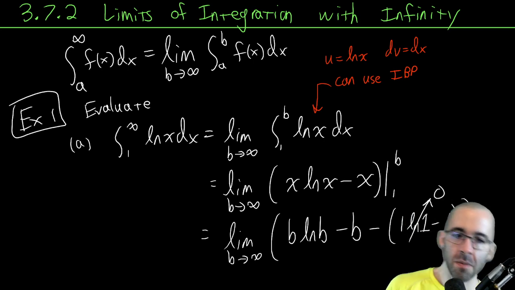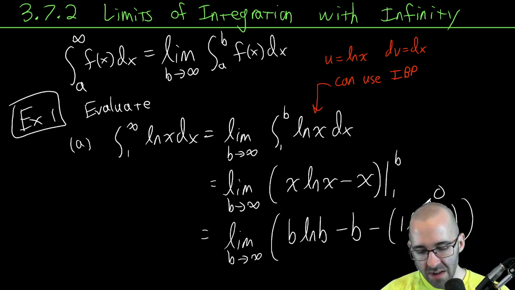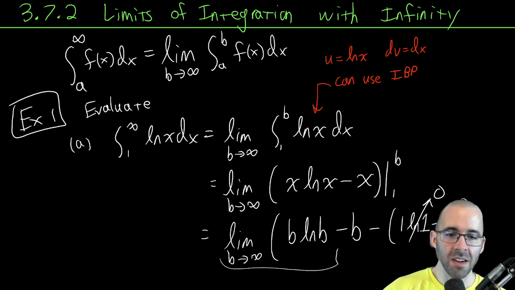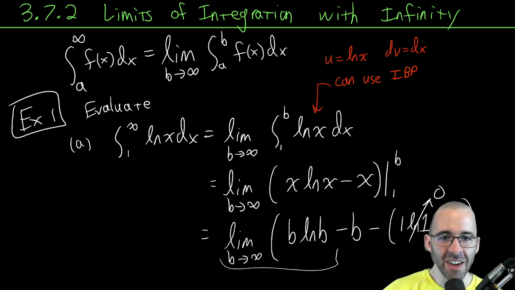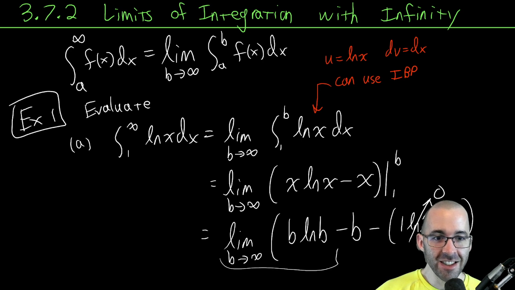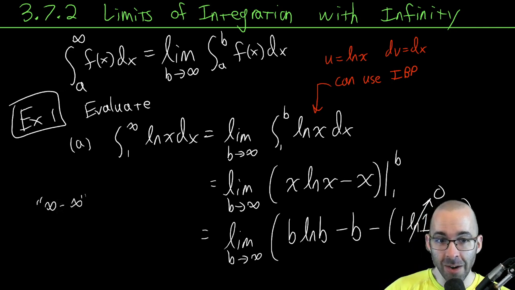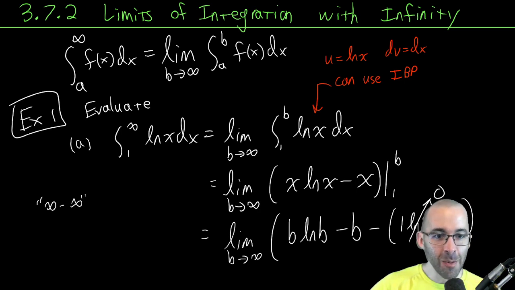Doesn't really matter though, because what is this limit? Natural log is going off to infinity. B is going off to infinity. What is this limit? We've got infinity minus infinity. What is that? Is it 0? Is it infinity? Is it minus infinity? I don't know. Infinity minus infinity. That's an indeterminate form. We need L'Hopital's rule.